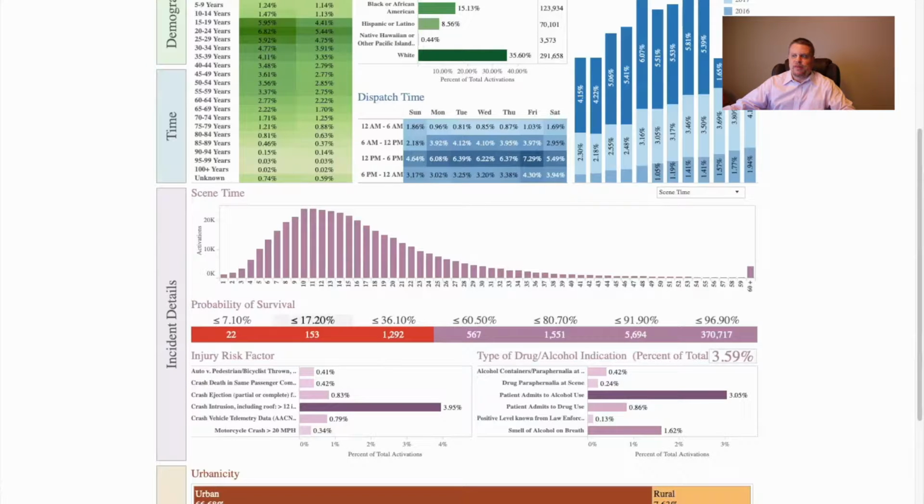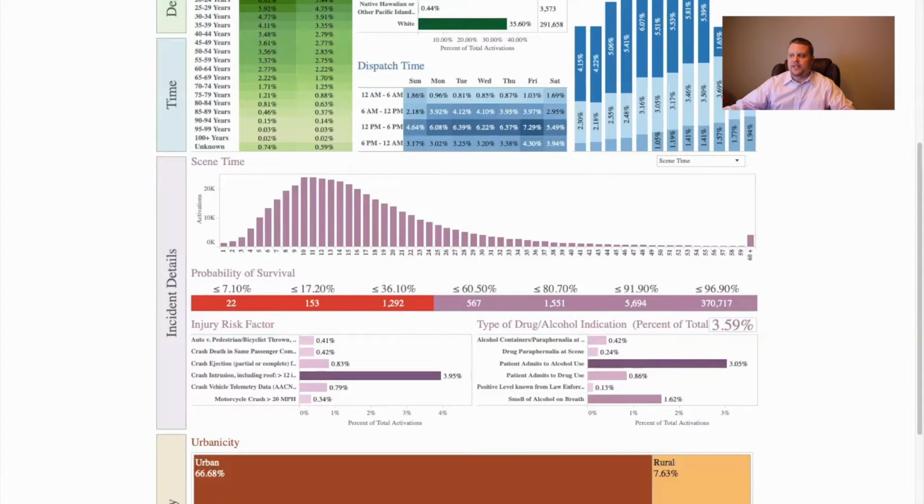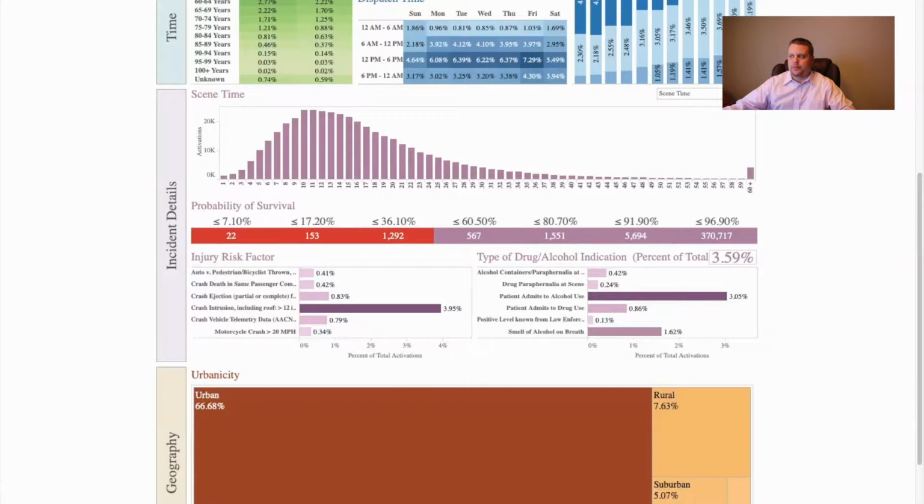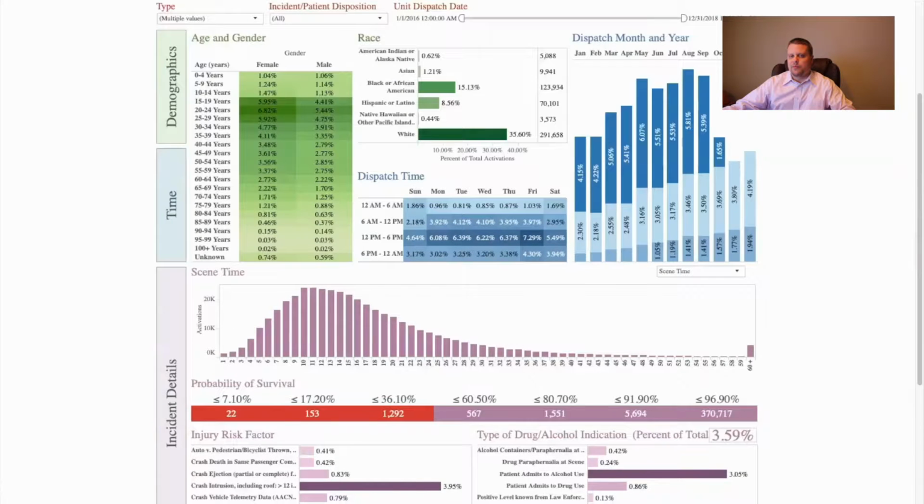Moving further down, we have our probability of survival, which is based off of the rapid trauma scale. And then we have injury risk factors, and then type of drug or alcohol indication. One thing to note about this is that the percent of total is the percent of total of the records for the sample, and then these break down further based on our samples. So just keep that in mind when you're toggling filters throughout here.